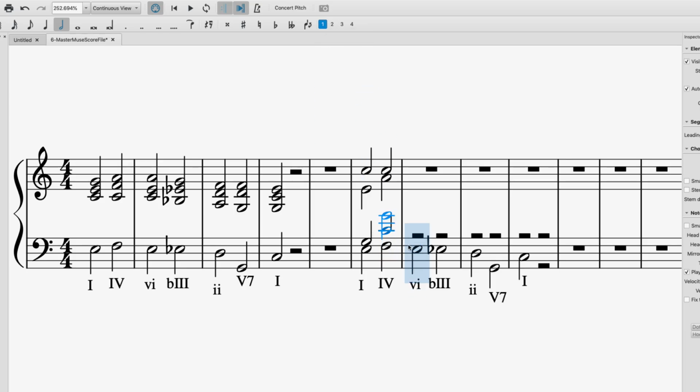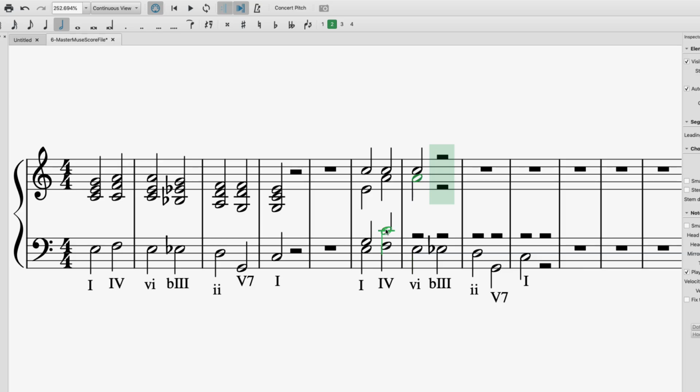I have a 6th chord, so I have an A minor chord. So my top voice, again, can stay the same. It can be a C, that's totally good. And actually my alto voice can stay the same as well. It can be an A.